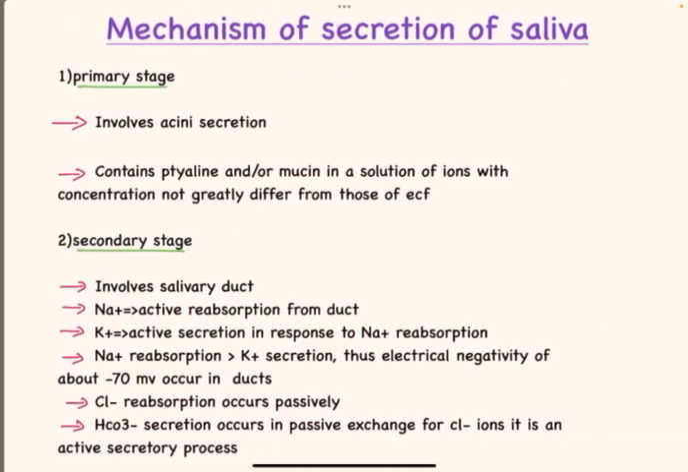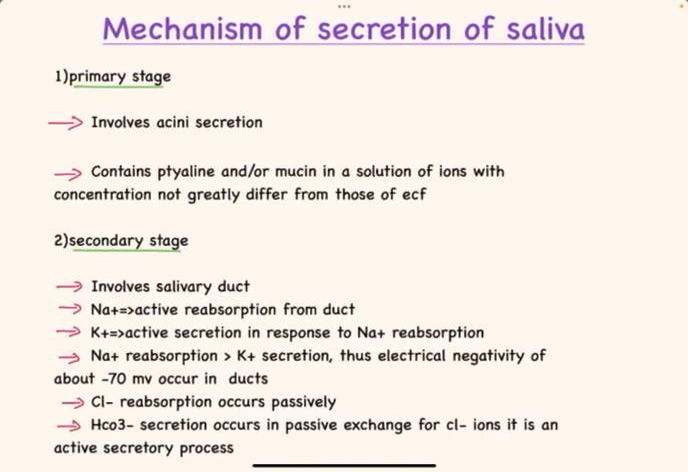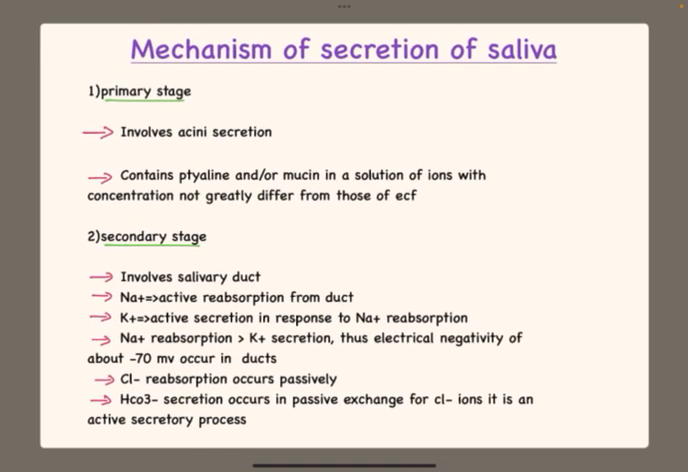Now, another important topic is the mechanism of secretion of saliva. The mechanism of secretion of saliva can be classified into two stages: the primary stage and the secondary stage. In the primary stage, it involves acinar secretion. It contains thiolin and/or mucin in a solution of ions with concentrations not greatly different from those of ECF. That means the thiolin or mucin along with ions are in more or less similar concentration to that of ECF. This is the primary stage of secretion.